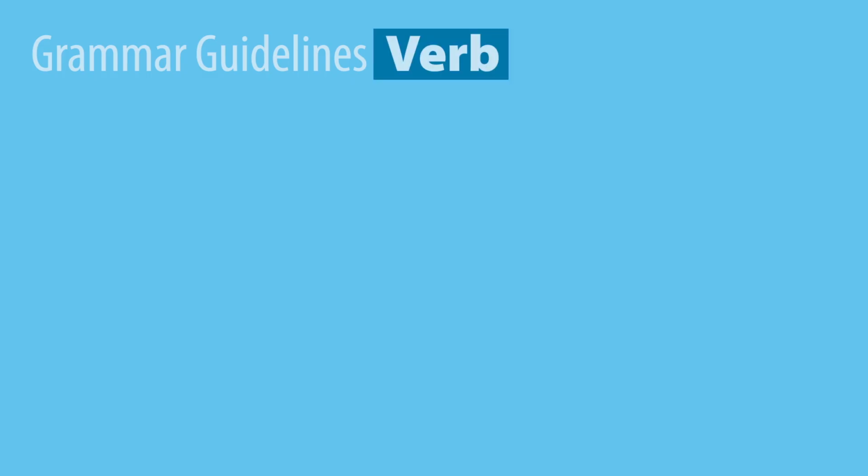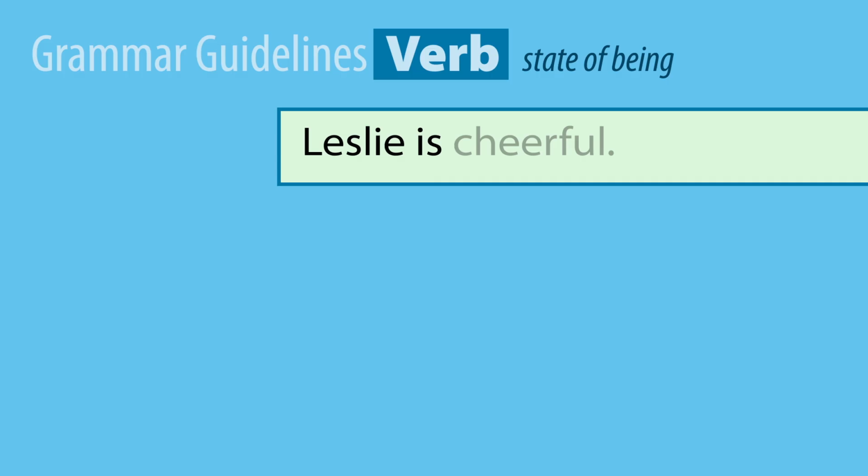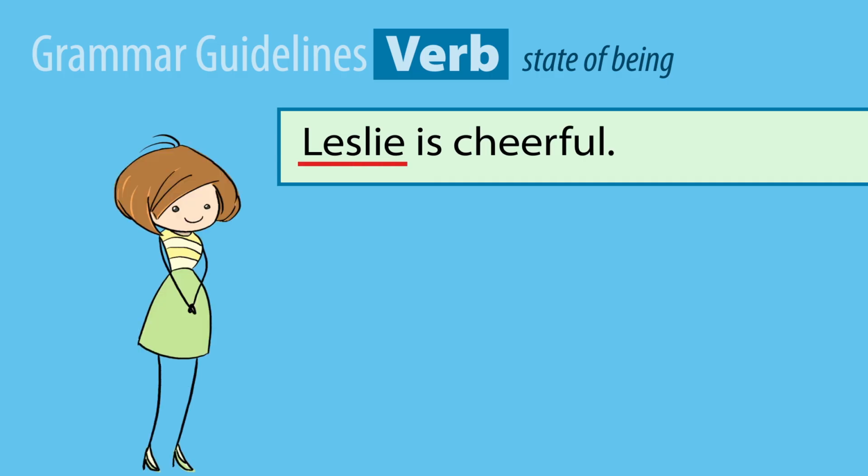Sometimes the verb isn't an action, but a state of being. For instance, Leslie is cheerful. Leslie isn't doing anything, she simply is cheerful. That's called a state of being verb.